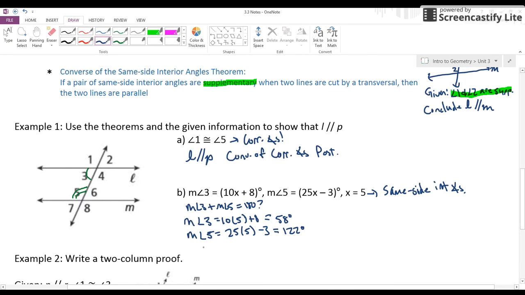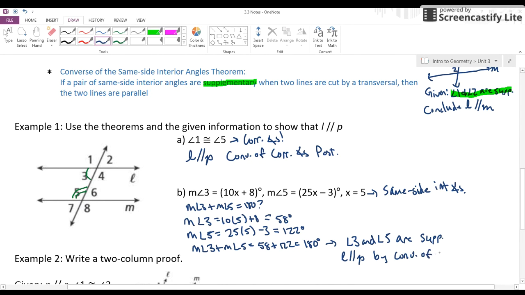So what happens when I add measure of angle 3 plus measure of angle 5? It's going to be 58 plus 122, which is 180 degrees. So this shows that angle 3 and angle 5 are supplementary. So you want to tell me what all your work did, right? You don't want to just leave your work and say, yep, they're parallel or whatever, but tell me what that means, right? They add up to 180, therefore they are supplementary. So I can say that L is parallel to P by the converse of the same side interior angles theorem.